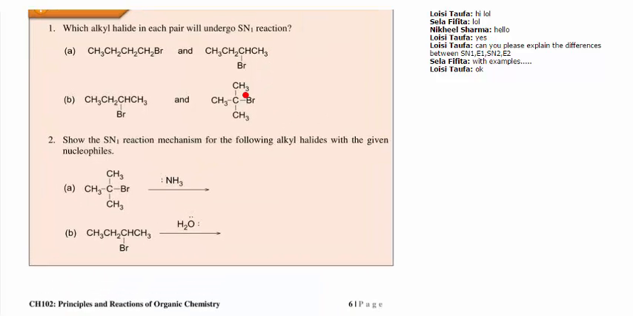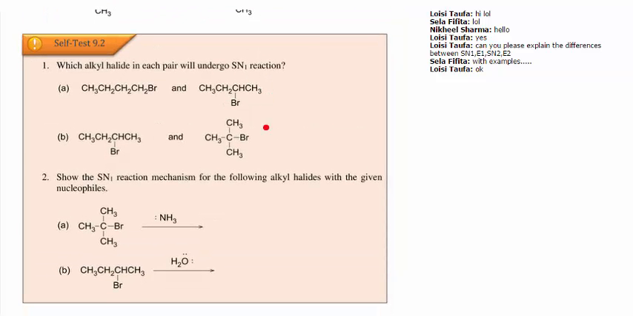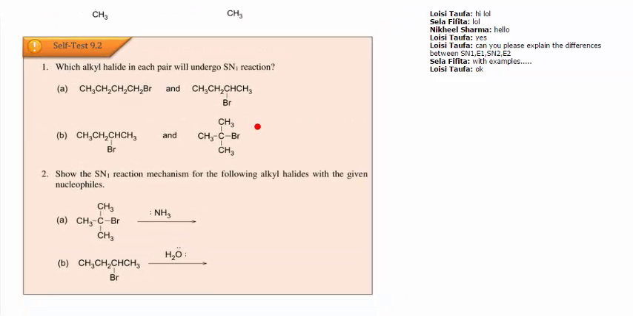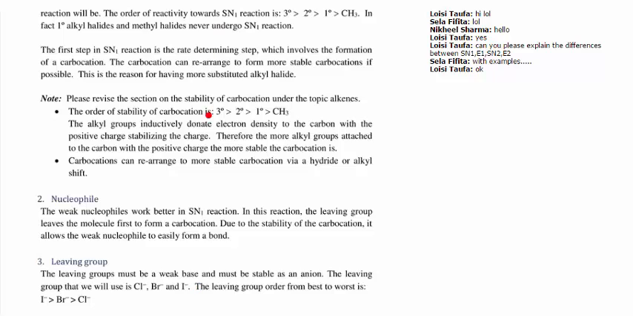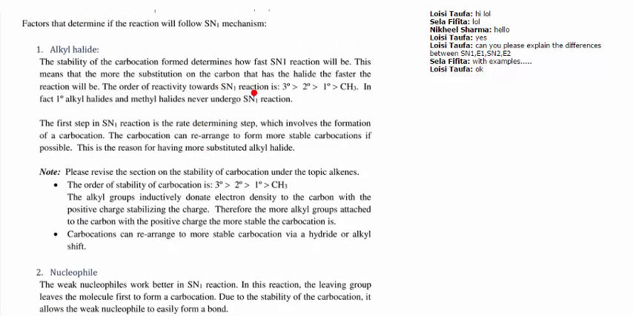Alright, so I'm going to discuss the self-test, similar to the first self-test we did. Here is which alkyl halide in each pair will undergo SN1 reaction. So we're going to go back to the notes. SN1 reactions favor tertiary and secondary alkyl halides.